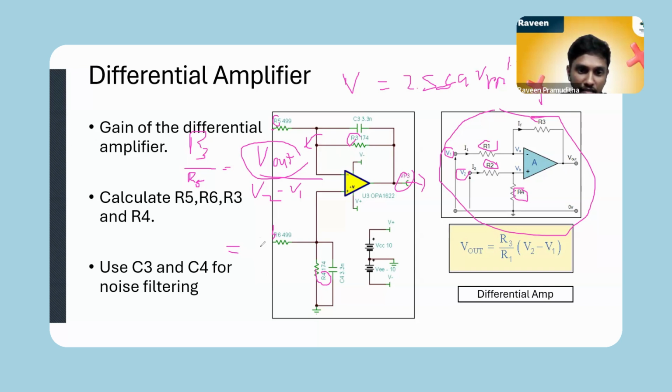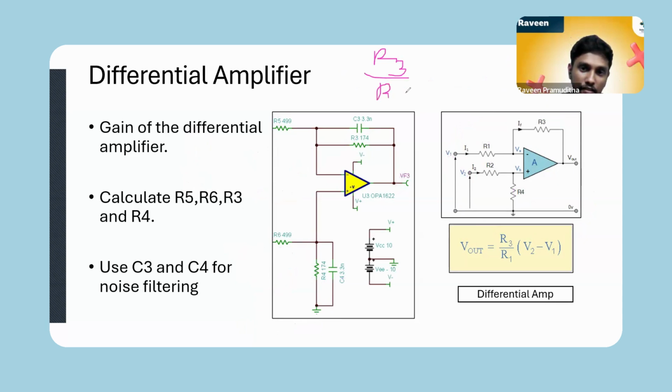After substituting these values, I get 2.589 divided by 2 into 1.85. I'm multiplying the 1.85 by 2 because I need the whole difference V2 minus V1: the maximum of V2 is here and the minimum of V1 is here, so the difference between V2 and V1 is the total voltage. After calculating that, I can get the ratio of R3 and R5 as 0.75. So now I know the R3 over R5 ratio should be nearly 0.75.